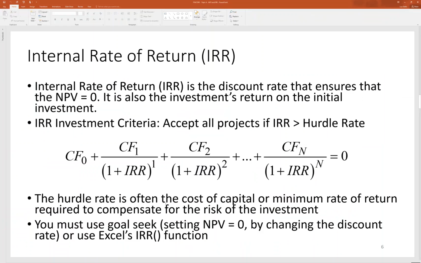You can think of the internal rate of return as the rate of return on the initial investment, in that case our $500. And the way we'd use the IRR to evaluate projects is you would accept any project whose IRR exceeds some reference rate, which we'll call a hurdle rate. Often the rate used for that is the cost of capital.